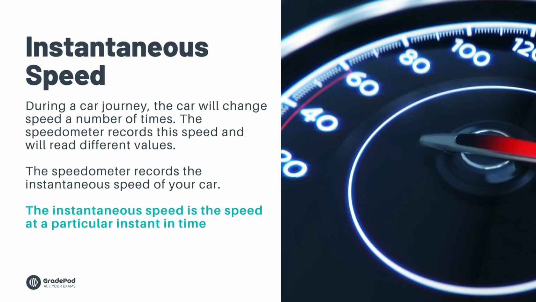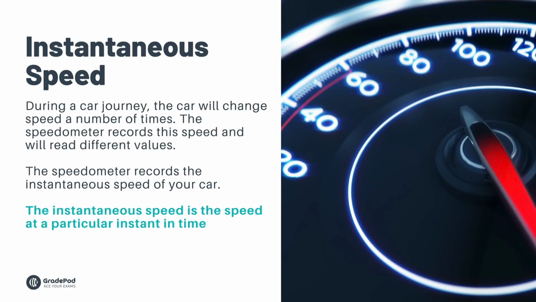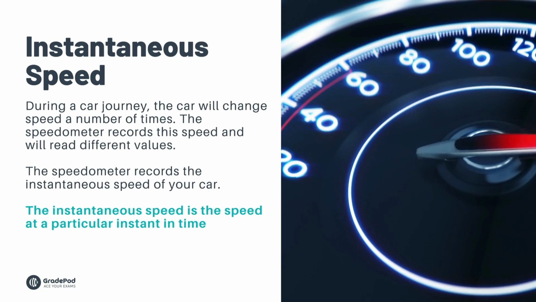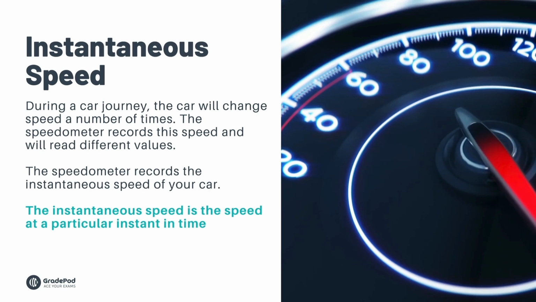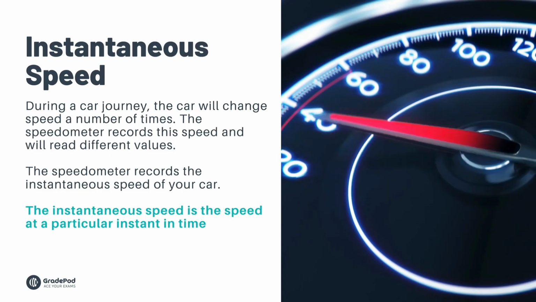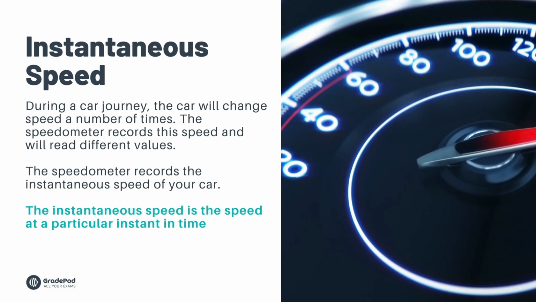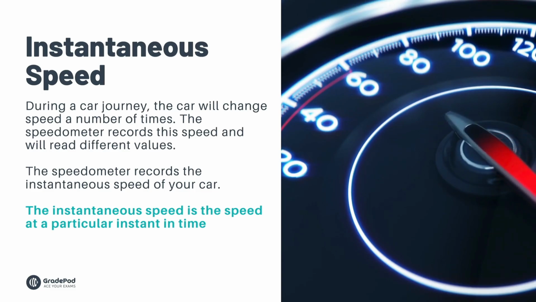Right, we live in the real world, okay? And you know that during any object's journey, whether it's a car, whatever it is, it will change speed a number of times. And if we take the car as an example, the speedometer in the car records the speed of the car's journey and will read different values. What that speedometer is really doing is it's recording the instantaneous speed of your car. Instantaneous speed is defined as the speed of an object at a particular instant in time.